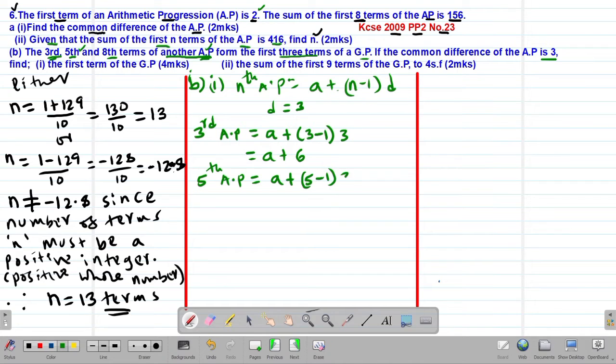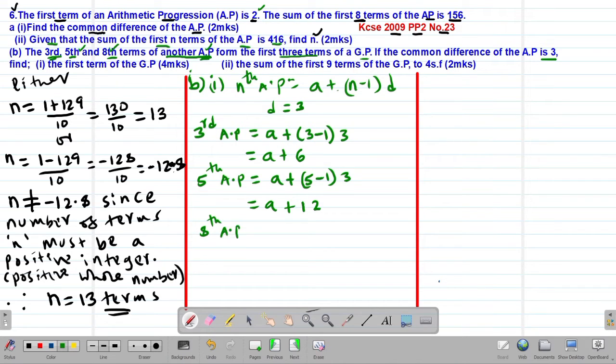Of course our D is 3, so this is going to give us A, then of course plus 5 minus 1 we get 4, 4 by 3, we're going to get positive 12. Then the eighth term, so our eighth term will be given by the following.